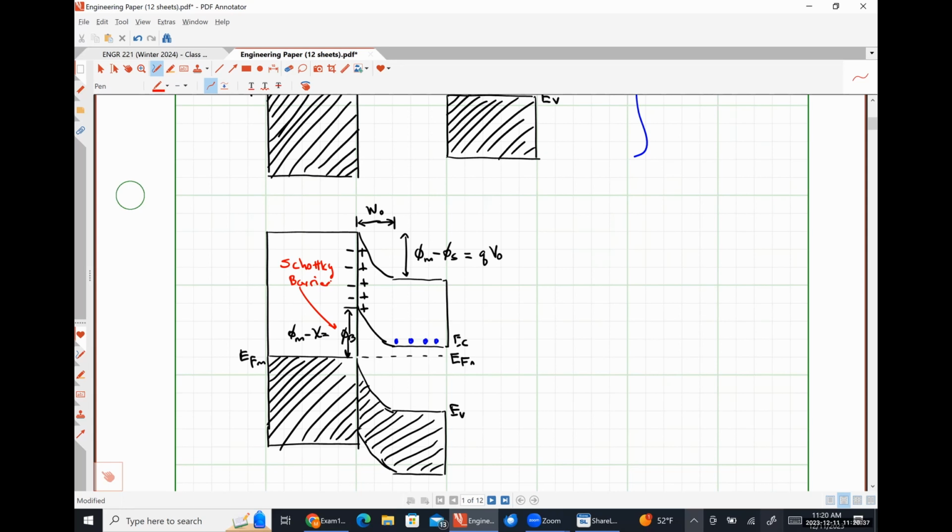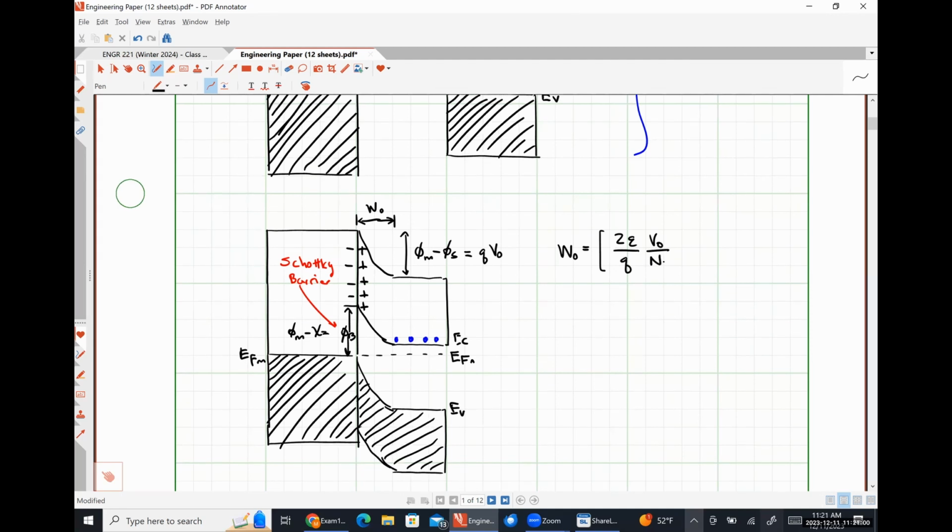As we mentioned, the depletion region of the junction extends only into the semiconductor side of the junction. So we would have something like this. W naught is equal to twice epsilon divided by Q times our barrier potential, our built-in potential V naught, divided by ND, all to the 1/2 power, or just the square root of that thing.